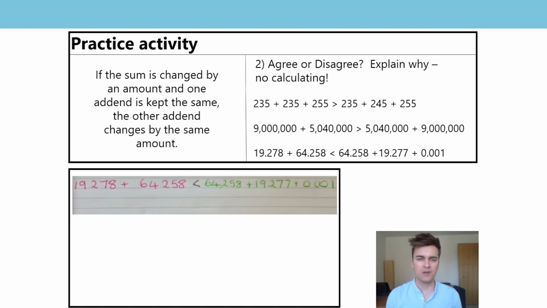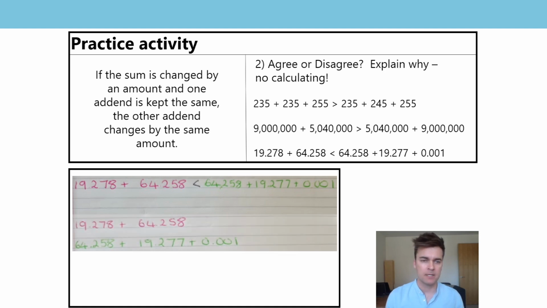Okay, final part of number 2. Once again, still using some colour, really helping me to see the maths and really helping me to start thinking about whether I agree or disagree. Once again, I have placed the left-hand side above the right-hand side, and I've looked closely at the numbers. Again, I can see that 64.258 is on the left and on the right.